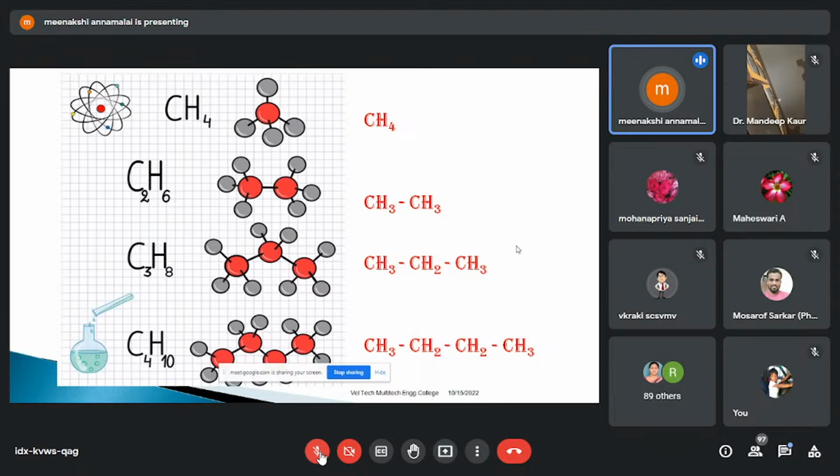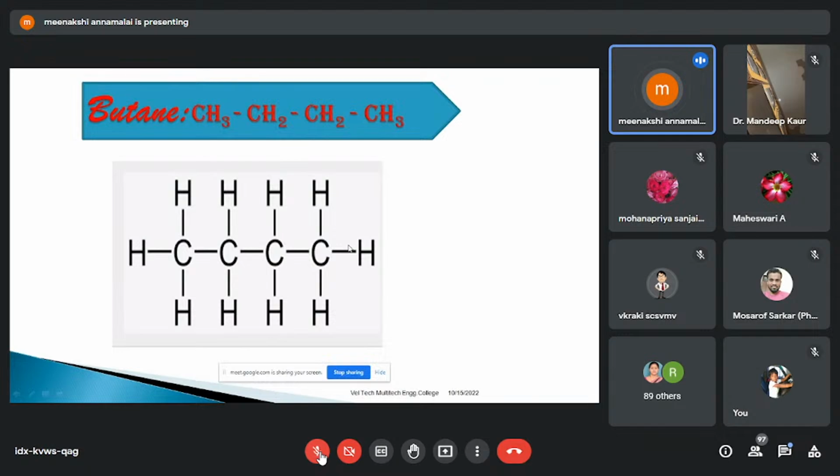Its chemical structural formula is CH3, CH2, CH3. And the next one is butane. The formula for butane is C4H10, and the chemical structural formula is CH3, CH2, CH2, CH3. It is represented like this. This is the molecular graph of the alkane butane. So how we represent it in terms of a graph is according to the chemical structure.